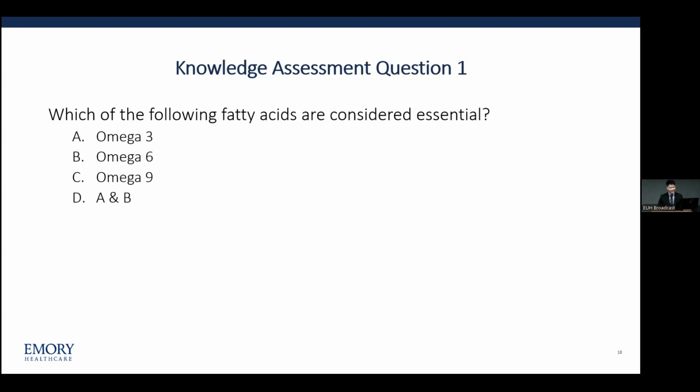How many people pick A? Some people pick B, C, or D. D is the correct answer. So omega-3 and omega-6 are considered essential fatty acids, and omega-7 and omega-9 are non-essential fatty acids.